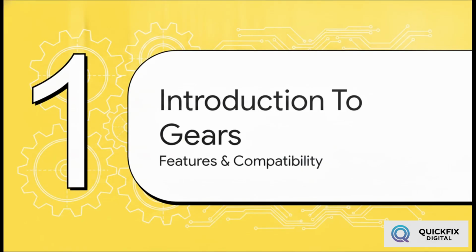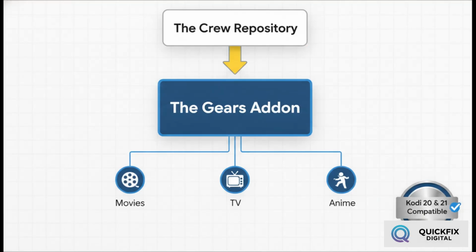Okay, Section 1, Introduction to the Gears, Core Features and Compatibility. So what's really impressive here is just the sheer breadth of content categories. Tucked away inside the crew repository, the Gears organizes basically the whole shebang, from movies and TV shows to anime and some really neat Discover features. It's like a giant library right at your fingertips. Just make sure your system is up to date, right? You will absolutely need Kodi version 20 Nexus or 21 Omega for this to run smoothly.